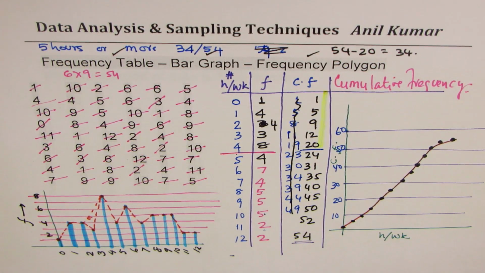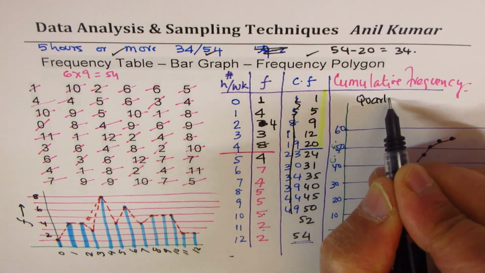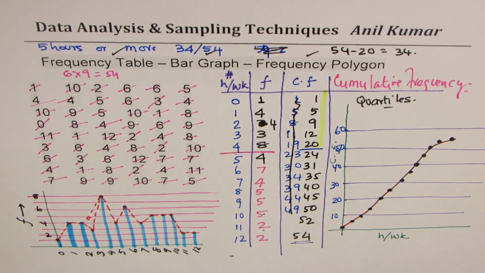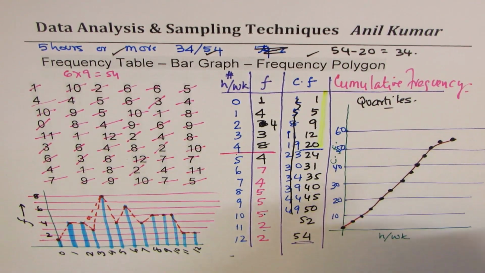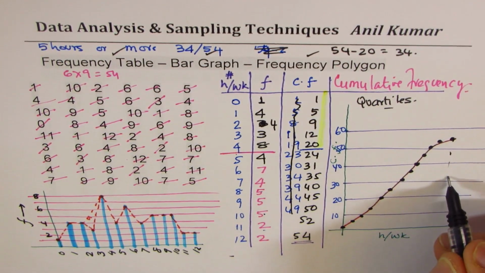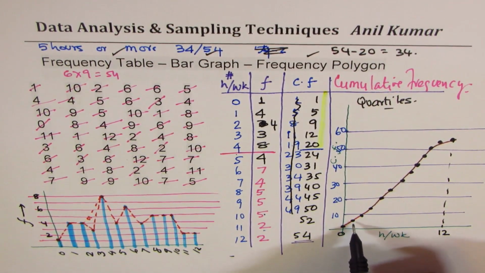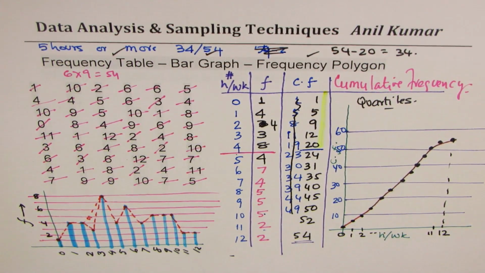You can find quartiles from this graph. You can answer many questions, like how many students work for more than 10 hours, right? Something like this. On this side, we have hours, which is 12, 0. Is it okay? And each division is 1, so like 1, 2, and so on. Perfect. 11 like this, correct? So that becomes your cumulative frequency graph.